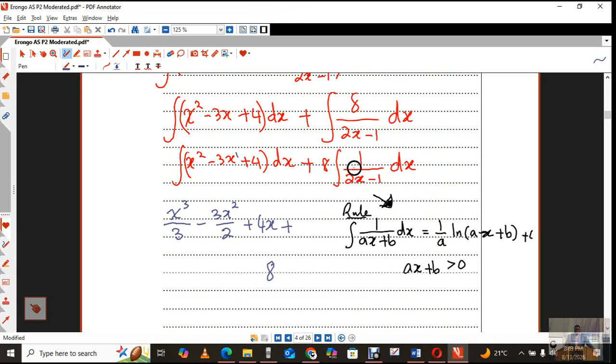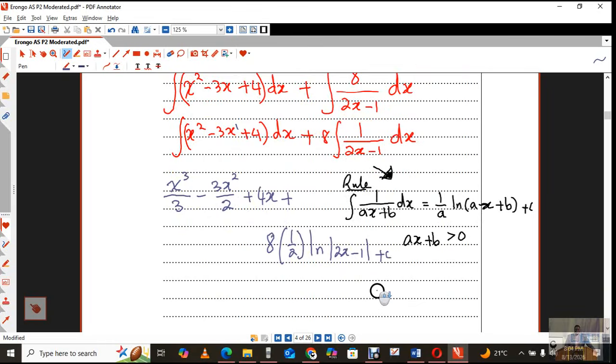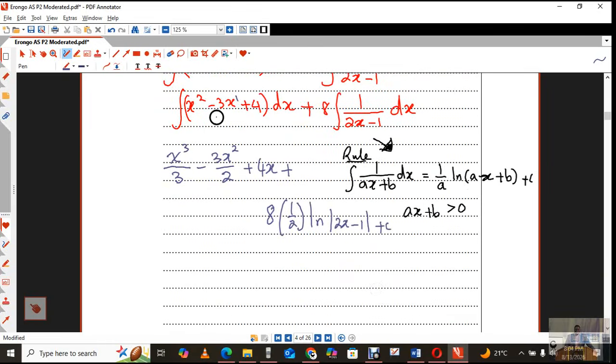Then I'm going to say 1 all over 2. So I'm going to multiply by 1 over 2. And then that's going to be the natural log. I'm going to put this in the absolute value brackets because this is supposed to be positive, of 2x minus 1. Of course, then I'll slap on the constant of integration. So all of this is just supposed to be on one line. So I'm going to rewrite it nicely for you to see what my final integral is going to be.